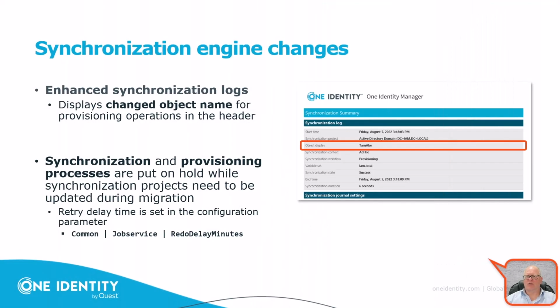A little bit of an improvement in the report for our synchronization logs, as you can see on the right-hand side, object display. There is now an object name displayed for provisioned operations in the header of the synchronization log. As we all know, if we start to update synchronization projects, then typically running operations will just be stopped. And now it's possible, with the help of the parameter common job service redo delay minutes, to configure how long that stop will take before the process gets continued, of course then based on the newly updated synchronization project.